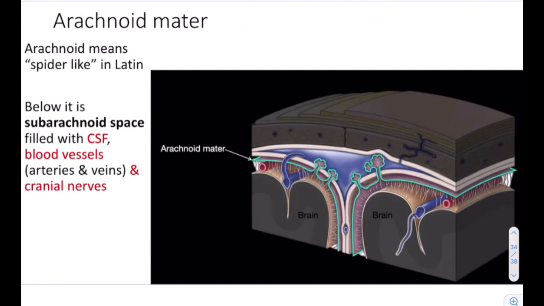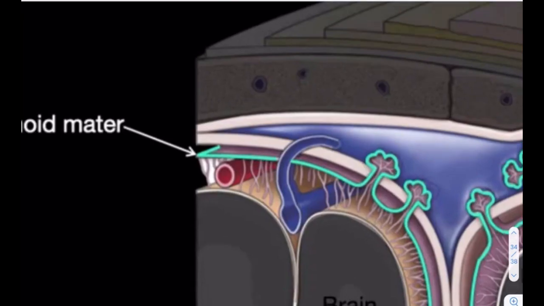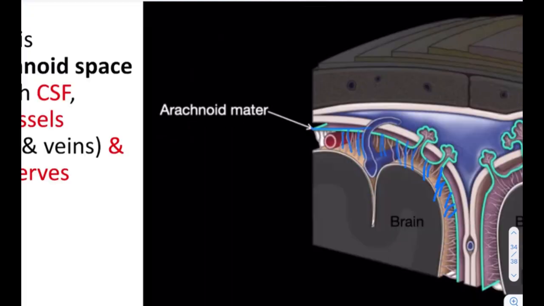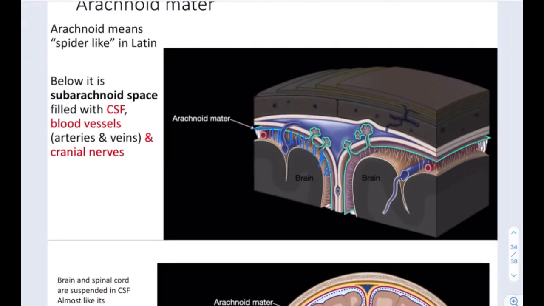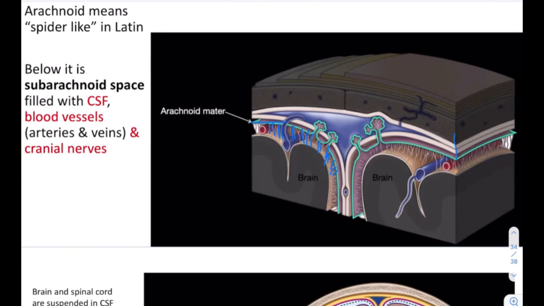Okay, let's talk about the arachnoid mater. Arachnoid means spider-like. So you can see here, this is the arachnoid mater. And there's this small connective tissue which forms spider web-like structures. So that's why it's called spider-like. And below it, right here, is the subarachnoid space, and it contains CSF and blood vessels. So the cerebral arteries and veins, and the cranial nerves.